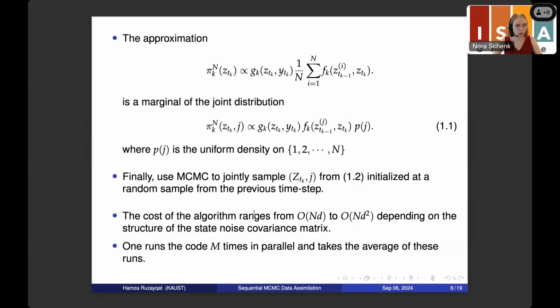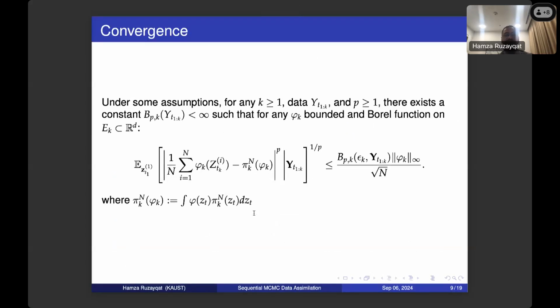Sorry. Then one runs this algorithm m times in parallel and takes the average of these runs. And this result assures the convergence of this method. So this algorithm is optimal, like the particle filter. As n goes to infinity, the L^p error will be 0.